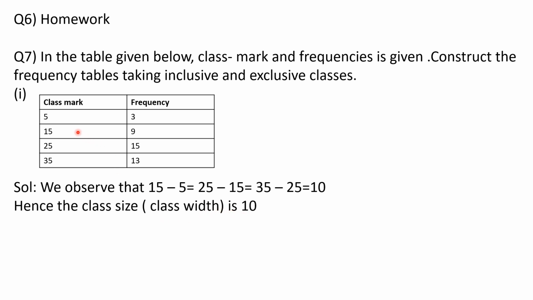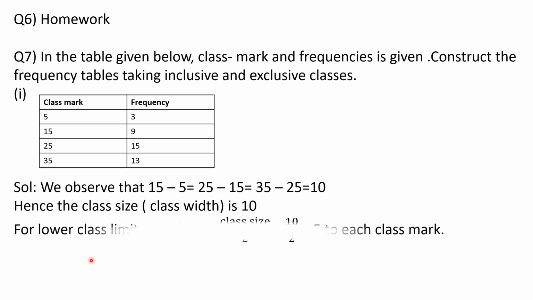Now students, you can find a class as we have done in question number third, by using class mark and class width. The same way we will do here also. For the lower class limit, we subtract half the class size, that is 10 upon 2 equals 5. Here the class width, or class size, is 10, so you have to divide it by 2 and you get 5. So to get the lower class limit from each class mark, we subtract half of the class width from the class mark.